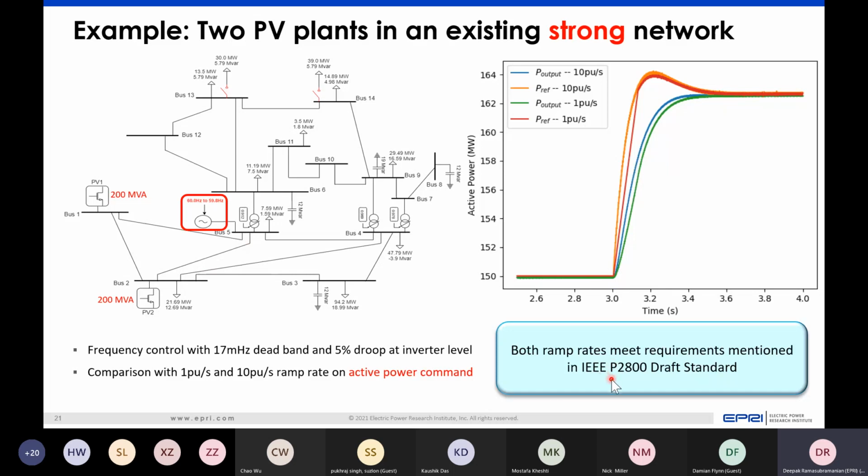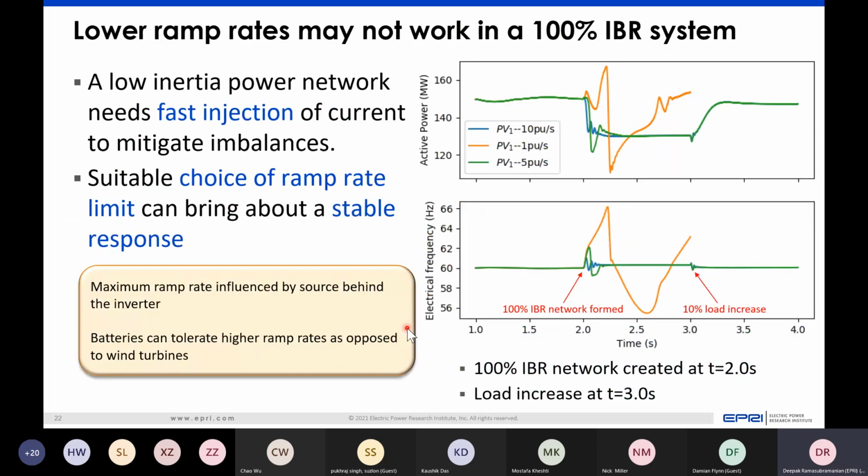But the moment you disconnect this infinite source, the moment you make this a 100% inverter-based resource network, only one of the ramp rates is suitable for that network. The infinite source is disconnected here at 2 seconds, and if you have a 10 per unit per second ramp rate, you get a good stable response, and there's a subsequent load increase that happens here.